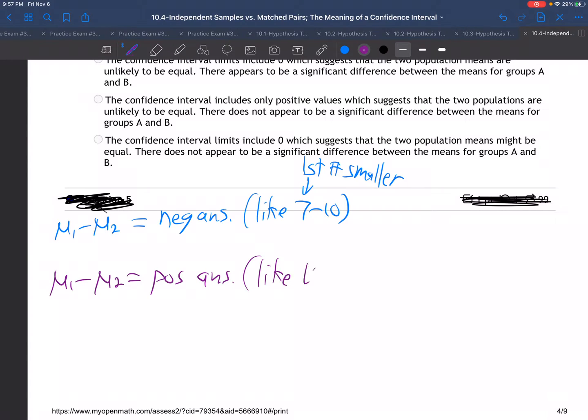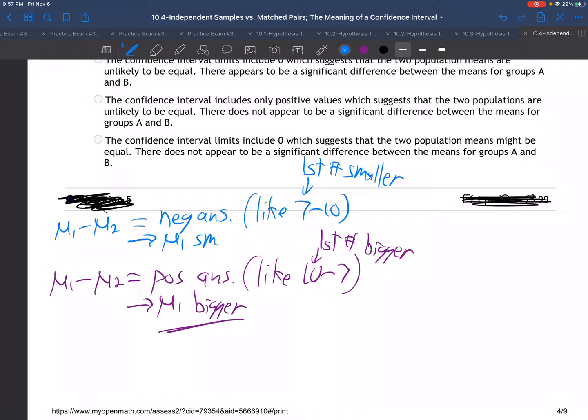That'd be like 10 minus 7, a positive answer. The first number is bigger. So we're good with that first off. If you subtract two things and get a positive answer, that means the first number must have been bigger. So this means mu1 is bigger. Whereas up here, this would mean mu1 is smaller. The first number is smaller when you subtract two things and get a negative answer, right? Does that make sense? Okay, great. So what does that mean about our thing here?